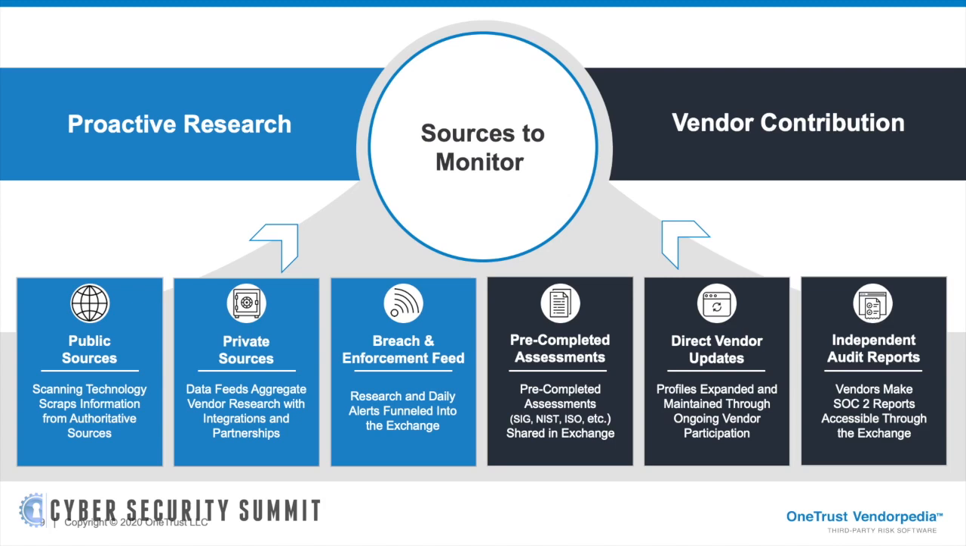So on the left-hand side, the light blue, is really focused on proactive research from public and private sources. Do you have scanning technologies, data feeds from authoritative sources? Private sources, do you have any information or subscriptions that you may be subscribed to? And then breach and enforcement notifications, very important when you consider what is happening in the global ecosystem and how rapidly things can change when it comes to data and the organizations that handle it.